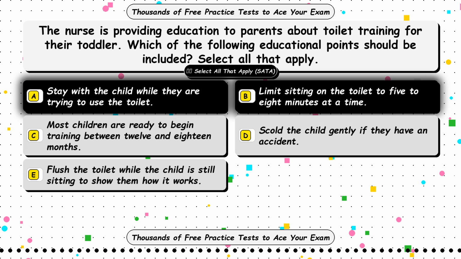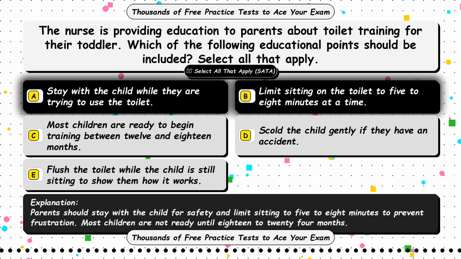The correct answers are options A and B. Stay with the child while they are trying to use the toilet. Limit sitting on the toilet to 5 to 8 minutes at a time. Parents should stay with the child for safety and limit sitting to 5 to 8 minutes to prevent frustration. Most children are not ready until 18 to 24 months.